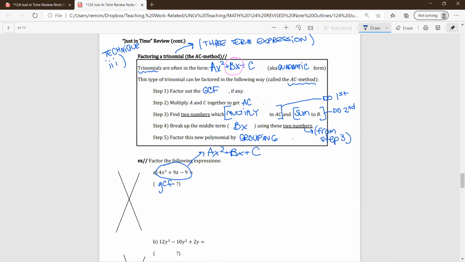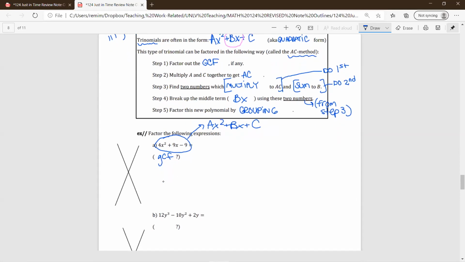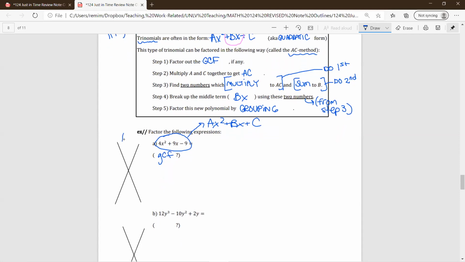So anyway, back to this example. Is there a GCF? No, they don't have anything in common, so we're done with step one. Step two, multiply A and C together to get AC. So that's where I'm using this little X. I'm just going to put AC up there, and I'm always going to put B down there. So write out what A and B and C are. It's a really good habit to get into.